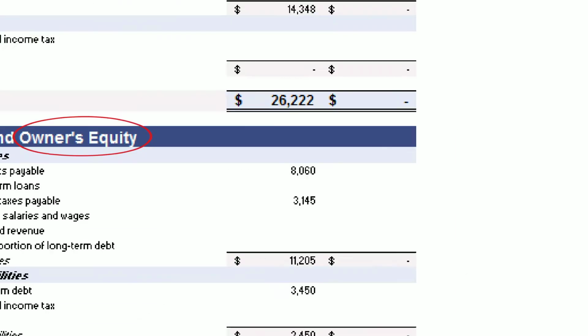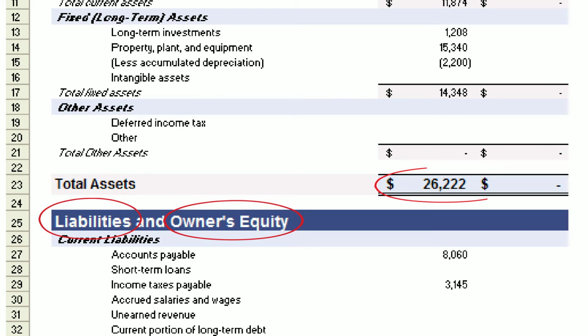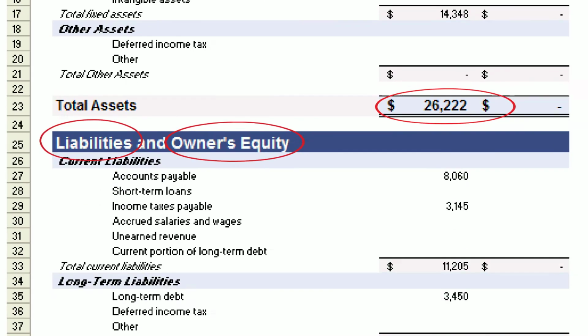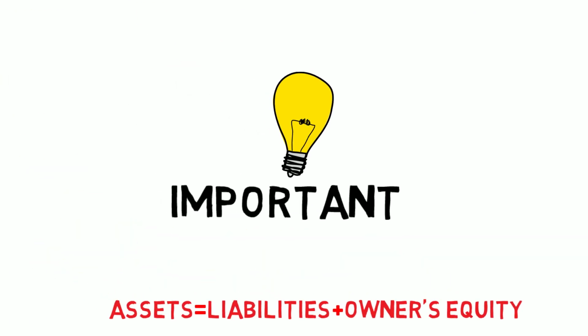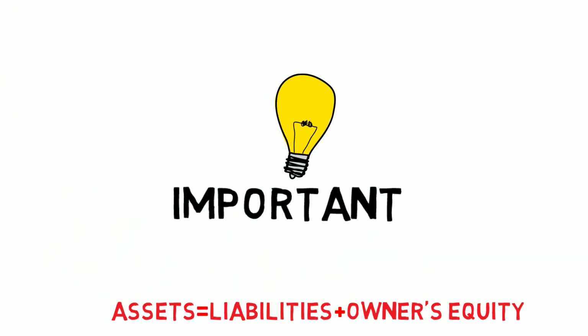Now, note carefully though, that the total dollar amount that is given to assets is also the exact same amount that occurs when you add up liabilities and owner's equity. So add up liabilities and owner's equity and you'll see that it equals the exact asset amount. And that's it. That sums it up essentially.